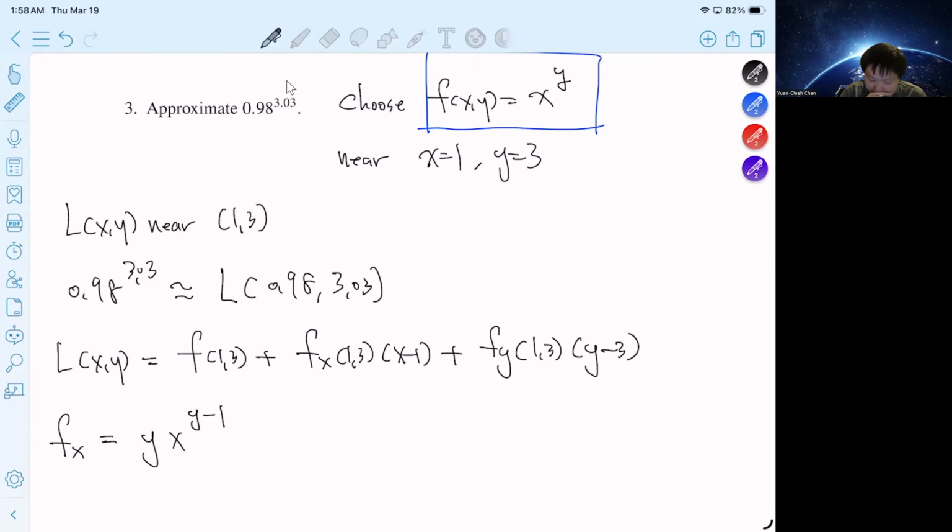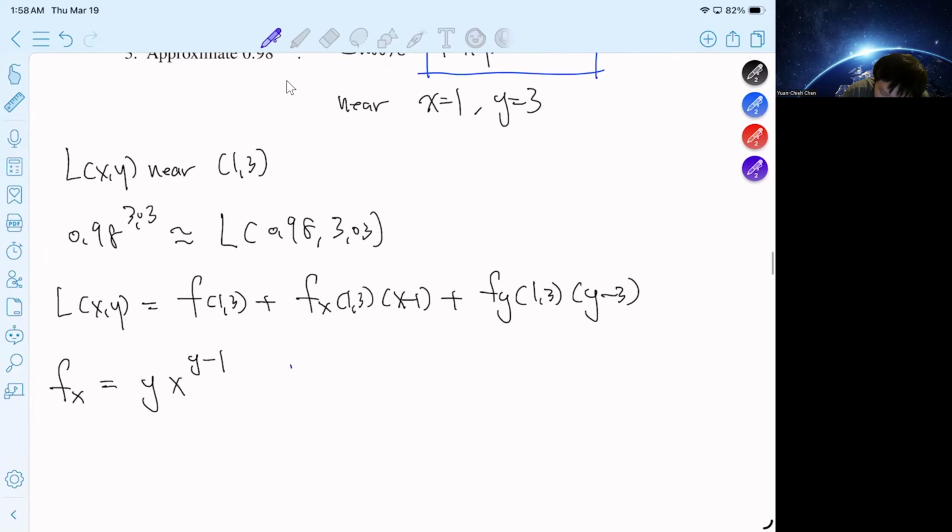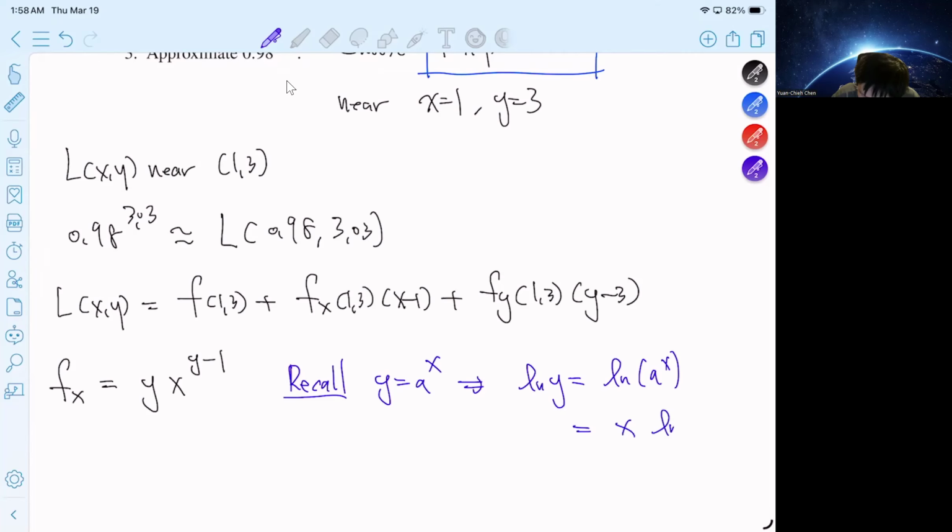Okay? Now we do f_y. f_y is slightly complicated. So recall, if we have y equals a to the power x, how do we differentiate this one? If you think this is slightly harder to differentiate, don't worry about this. We can do some trick. What about we take log on both sides? So we have log y equals log a to the power x, and this will be x log a.